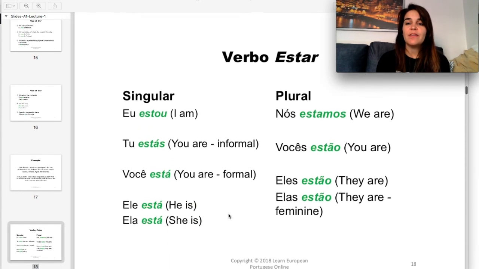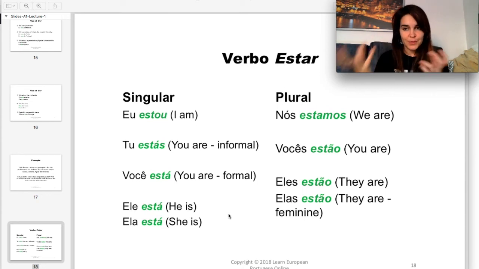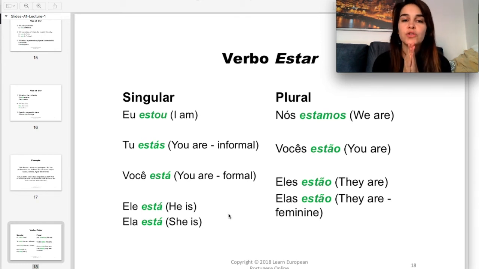So then we have the other kind of the verb to be, which is the verb estar, and this is the conjugation. Eu estou, I am. Tu estás, you are, informal. Você está, you are, formal. Ele está, he is. Ela está, she is. Then we have the plurals. Nós estamos, we are. Vocês estão, you are. Eles estão, they are. Elas estão, they are, feminine.